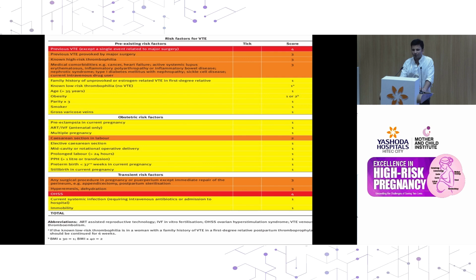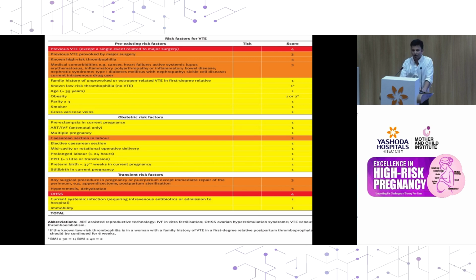And thrombophilias: there are 2 types, inherited thrombophilias as well as acquired. Among inherited, we can see protein C and S deficiency, factor V Leiden mutation, heterozygous and homozygous, as well as antithrombin 3 deficiency. And there are other acquired thrombophilias like antiphospholipid antibody syndrome and hyperviscosity syndrome.